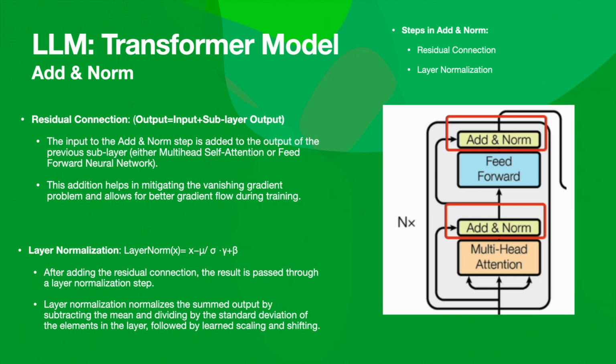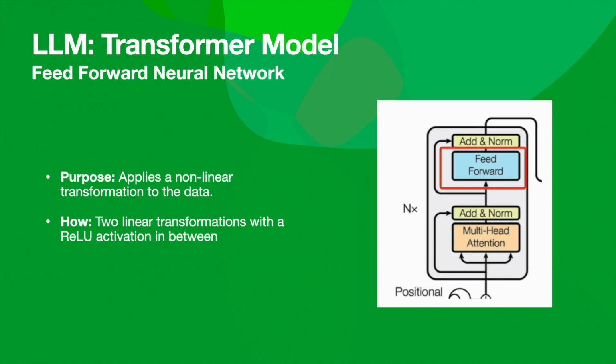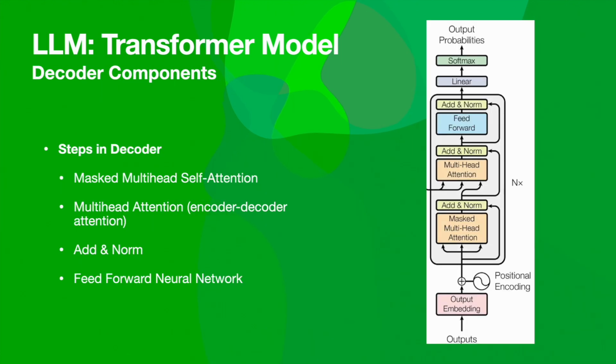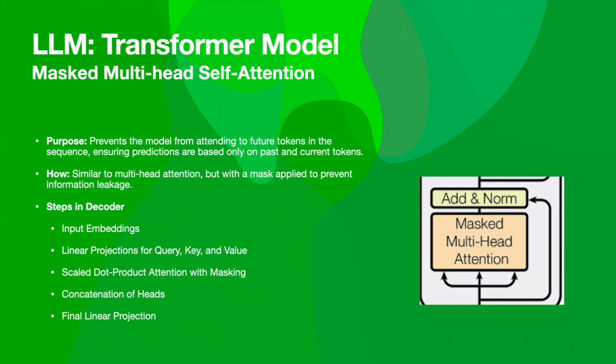We'll go with the addition and normalization concept, and once we have completed that, we will also read about the feed forward neural network in the transformer model. Once the encoder part is completed, we are going to go with the decoder components. Most of the decoder components are similar to the encoder, but there is one more key thing included in the decoder, the masked multi-head attention mechanism, and we are going to discuss this in much detail.